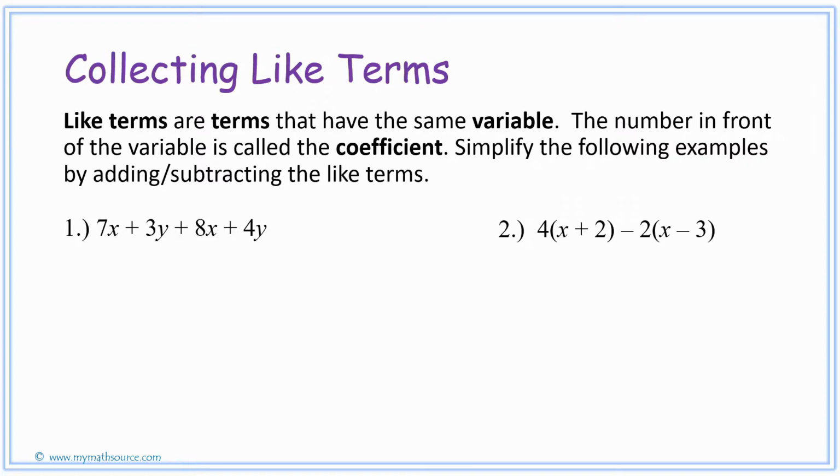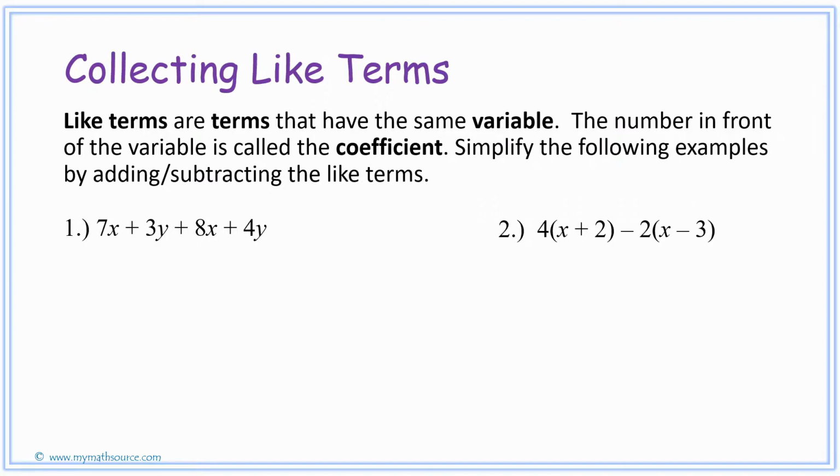Now, like terms are terms that have the same variable. Remember, the variables are the letters, and sometimes you can have multiple letters. Now, the number in front of the variable is called the coefficient. So that's a term, if you're not familiar with, you want to have mastered the coefficient. Now, simplify the following examples by adding or subtracting the like terms.